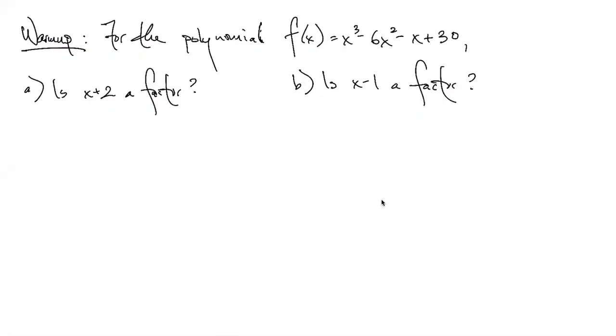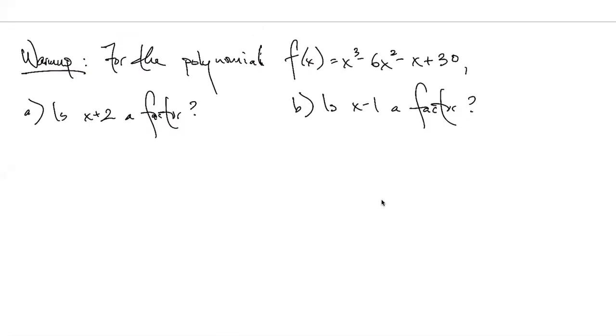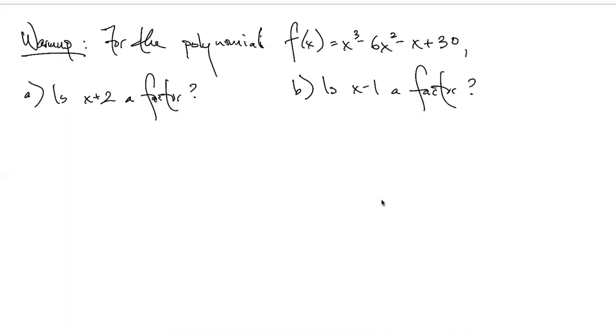Okay. So the questions I asked you to take a look at were for the polynomial f of x equals x cubed minus 6x squared minus x plus 30. I asked you, is x plus 2 a factor? And separately, is x minus 1 a factor? So how did folks approach part A?